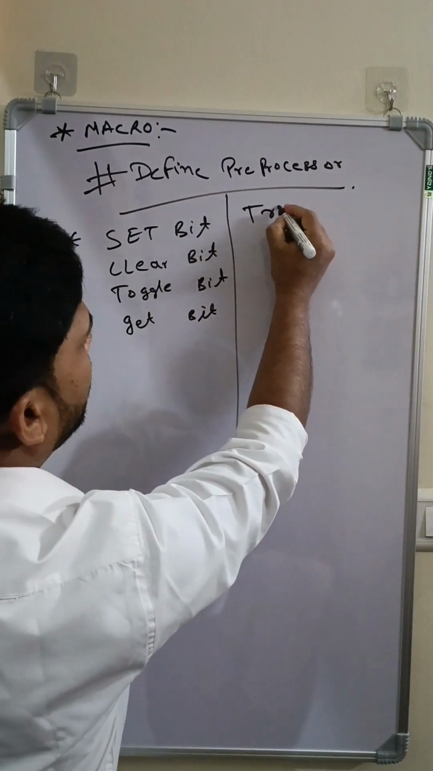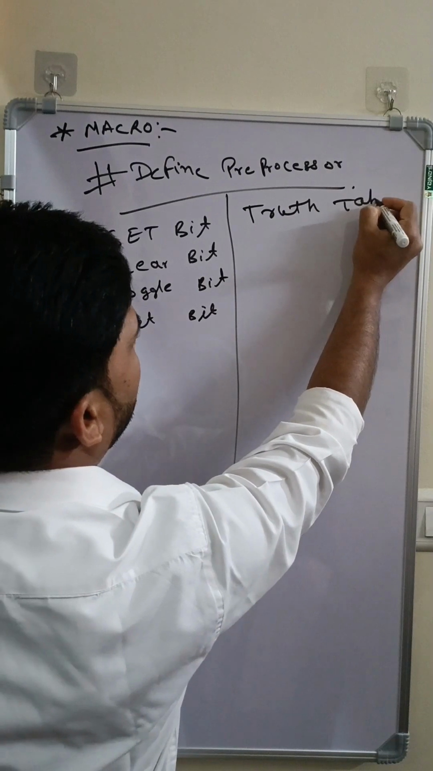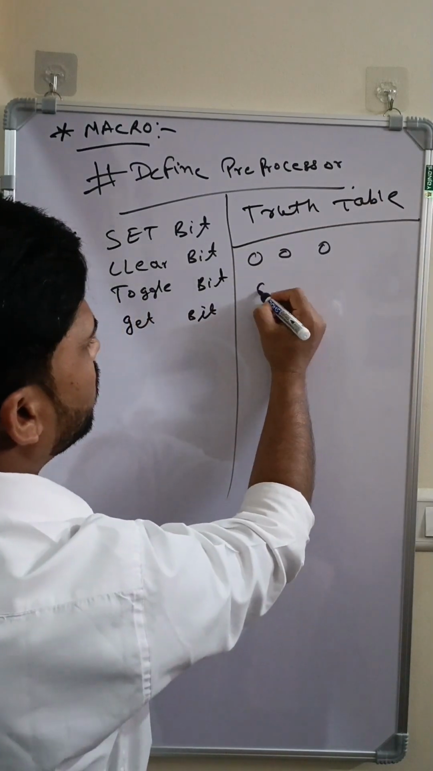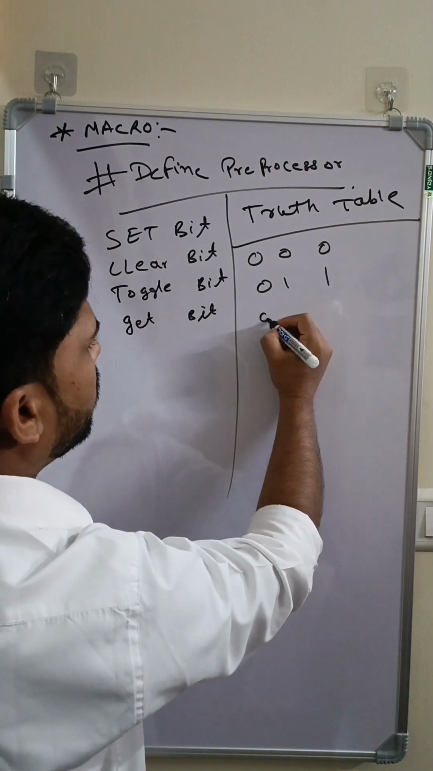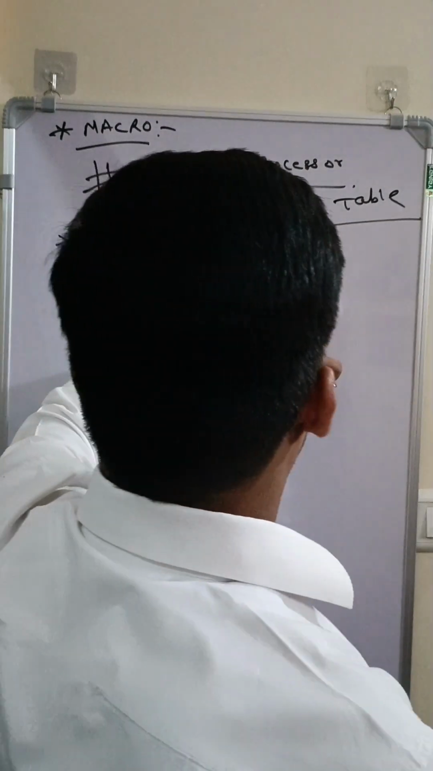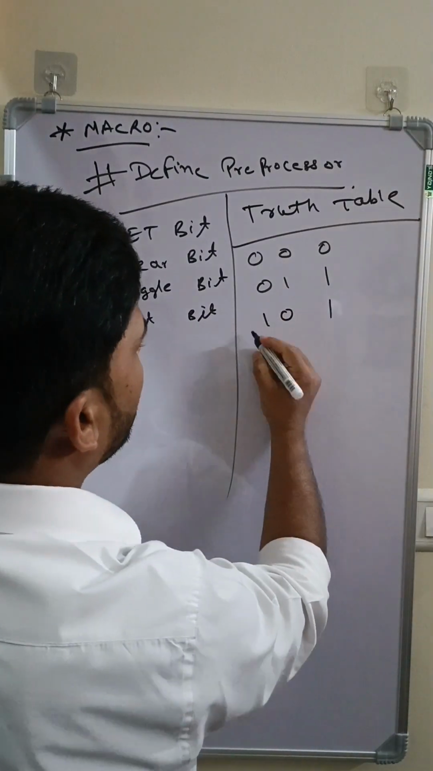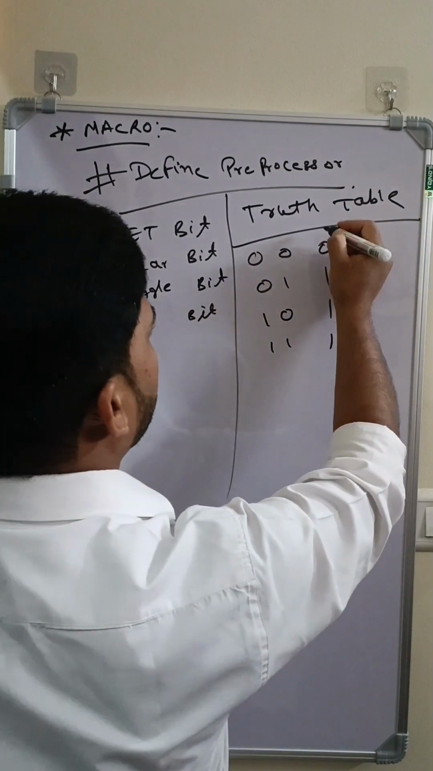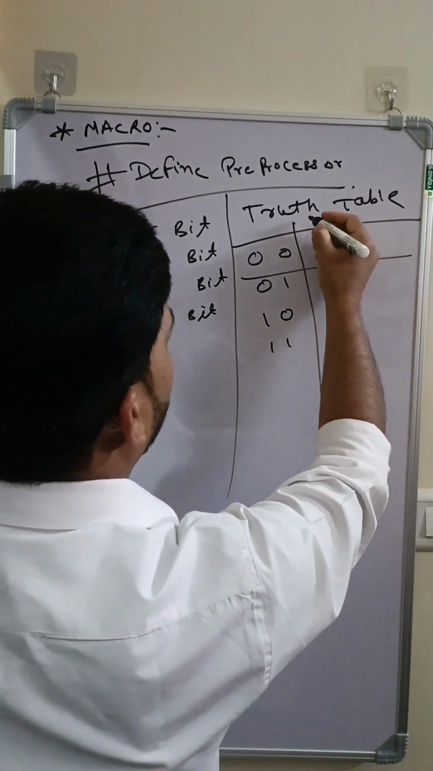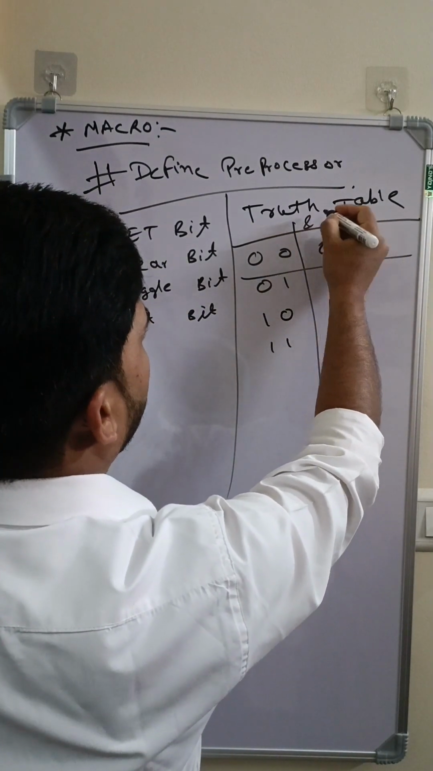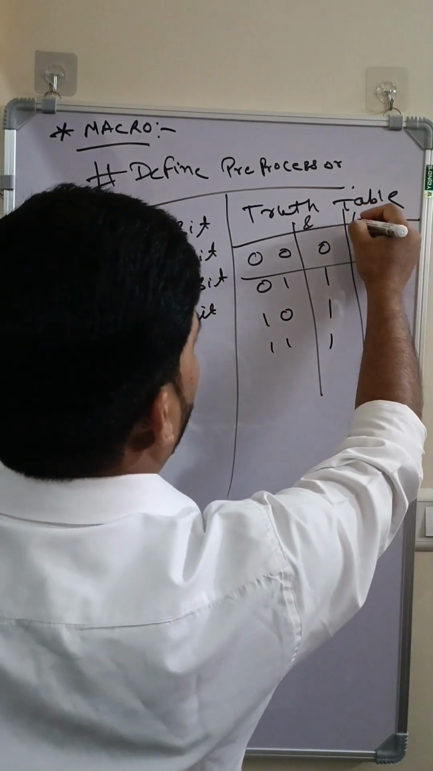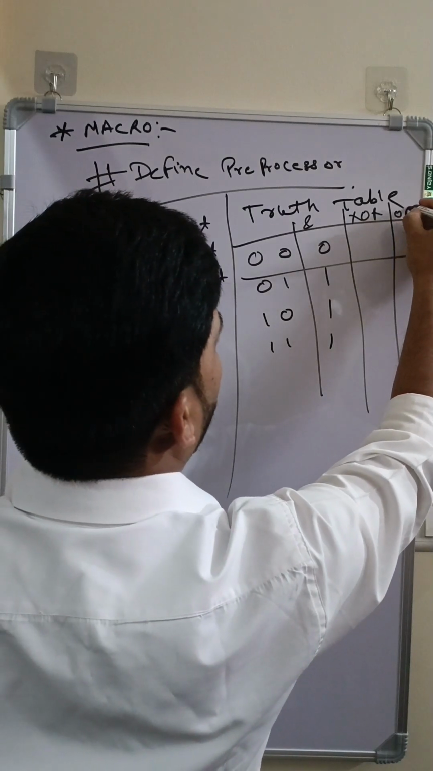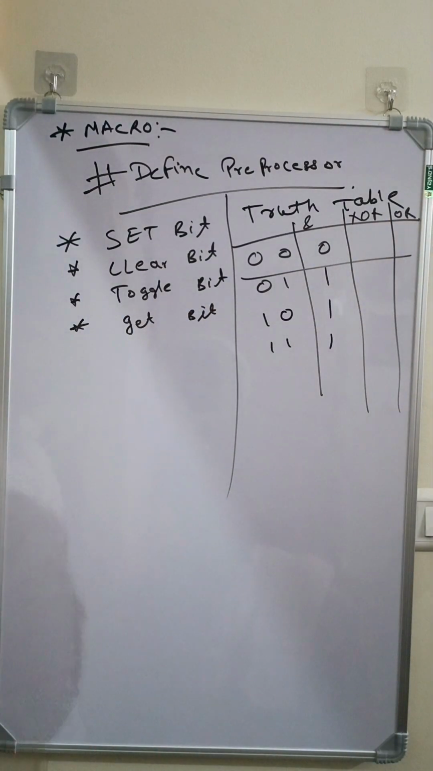Right, truth table. So if 0 0 means 0, 0 1 means 1, 1 0 means 1, 1 1 means 1. Okay, so before that, we have to see the AND, XOR and OR operations. Okay, so these three formats we have to know.